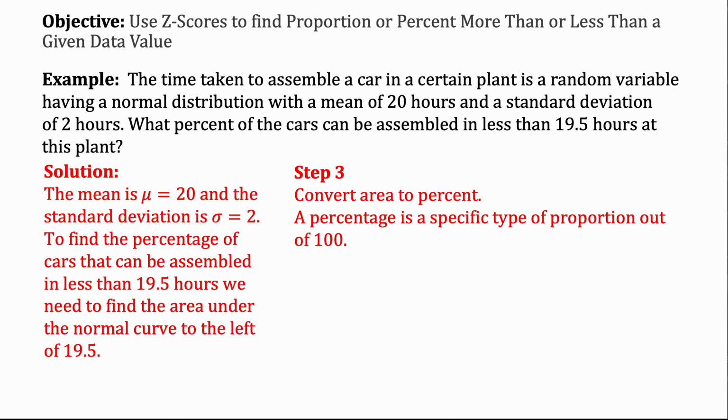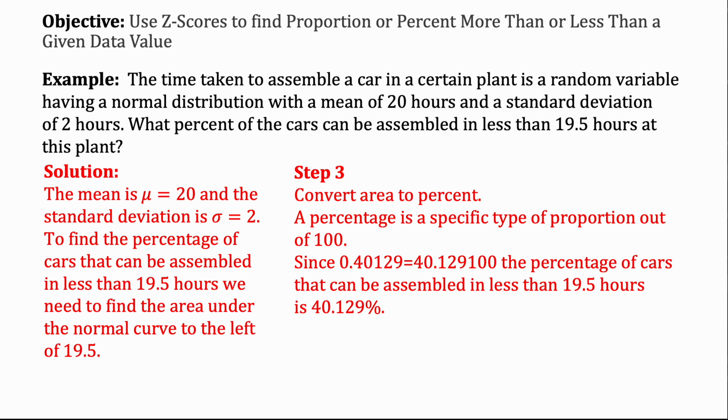Now, what does that mean? Well, we can convert that area to a percentage if we just multiply that decimal by 100. So we can say that 40.129 percent is the percentage of cars that can be assembled in less than 19.5 hours. You can round that to 40 if you were going to the nearest whole number. We have rounded to the nearest thousandth.